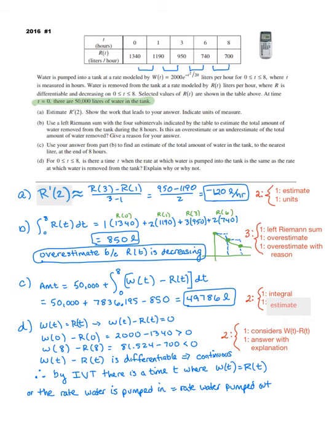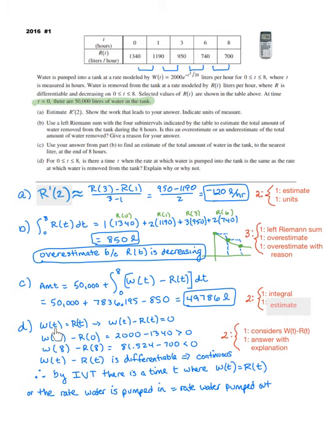So now in part D, from the time 0 to 8, is there a time t when the rate at which the water is pumped into the tank is the same as the rate at which the water is removed from the tank? So in other words, is there a time in which W of t is equal to R of t? If we had equations for both, it'd be easy. We could just graph them and see where they intersect. However, we don't have an equation for R of t.